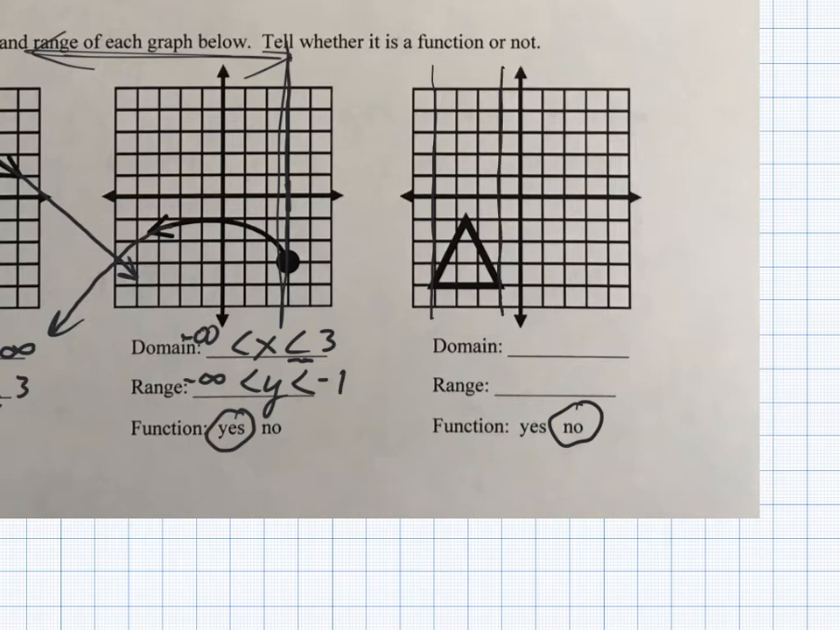Okay, so the x values are -4 and -1. From here to here is -4. And then would y be -?